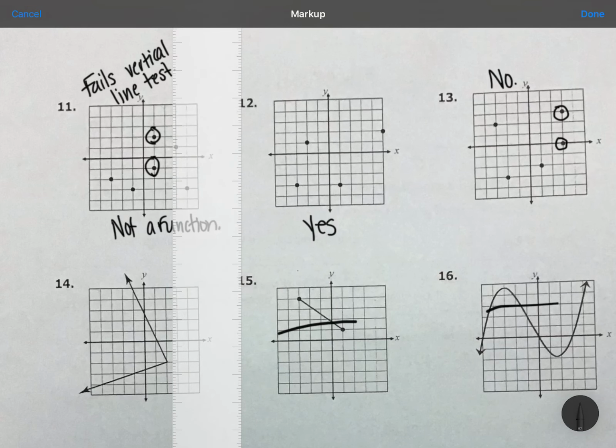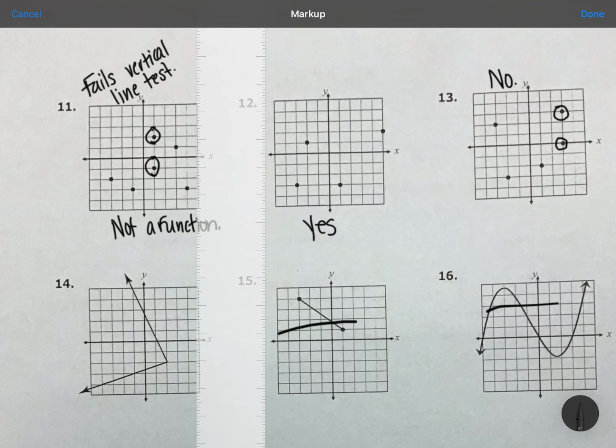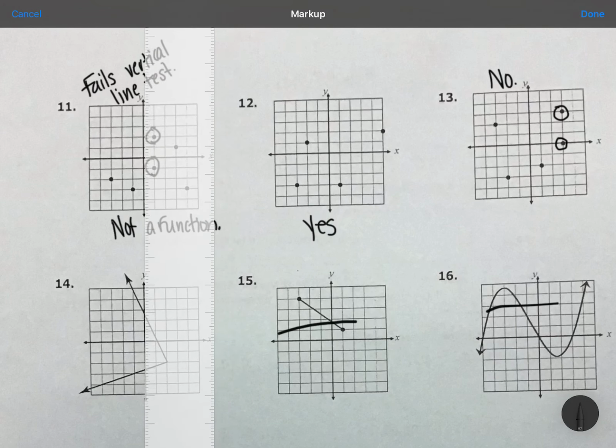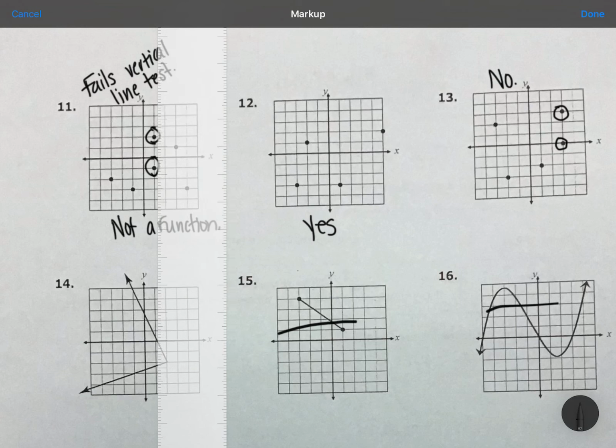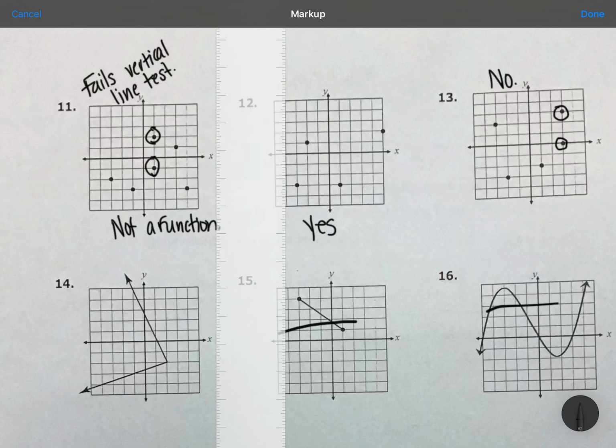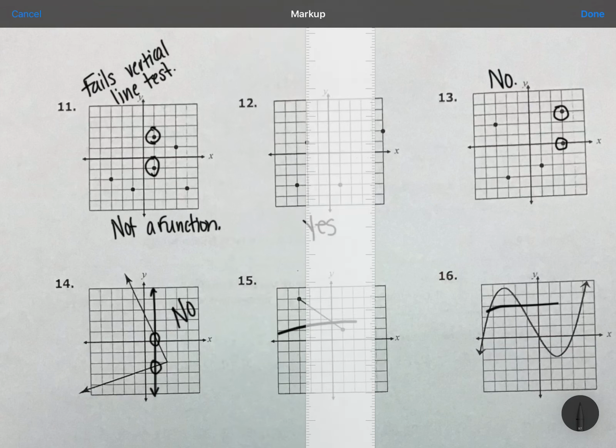Number 14, this time I don't have dots, I have a pretty little graph. So as I'm taking my vertical line and I'm sweeping across, if you notice right here, I'm hitting 2 pieces of that line on top and on the bottom. So this one fails the vertical line test, because even if I draw a vertical line right here, you notice I'm hitting my graph there and there. So this is not a function. It fails the vertical line test.